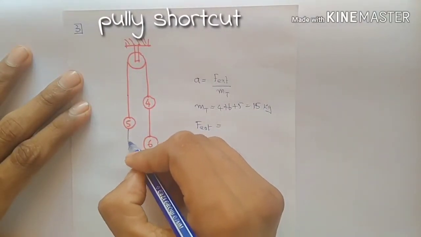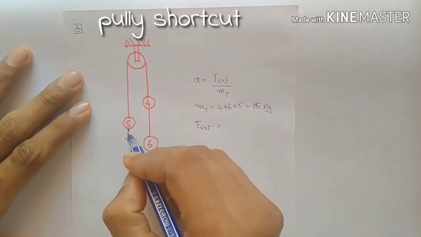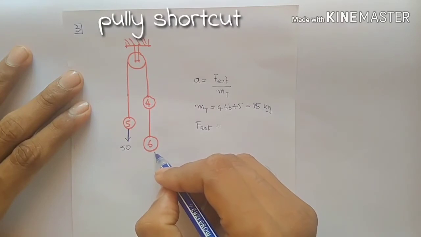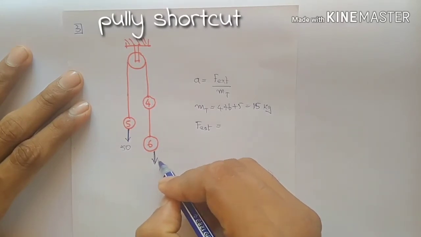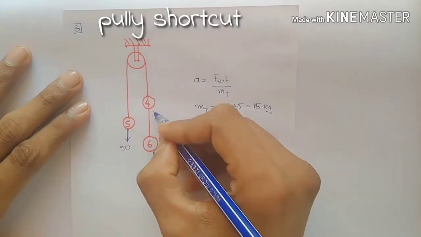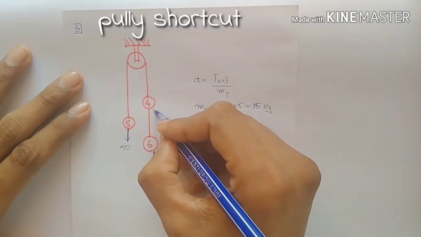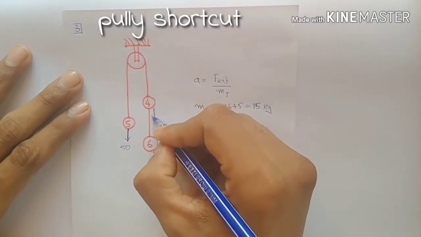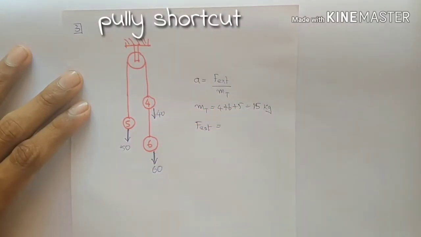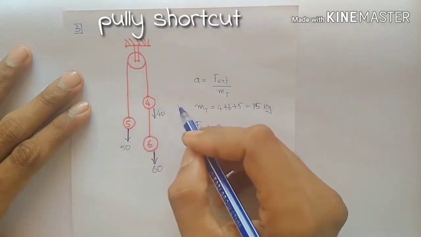This 5 kg mass will experience a downward gravitational force of 5g. Let me write 50 Newton. This 6 kg mass will experience a downward force, let me write 60 Newton. This 4 kg mass will experience a downward force of 4g, let me write 40 Newton. Clear?